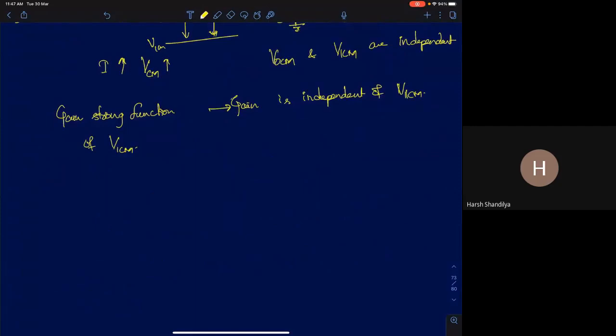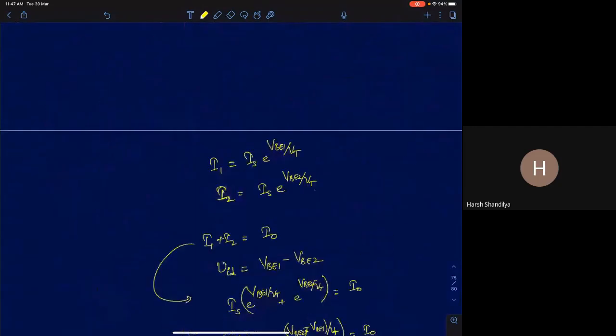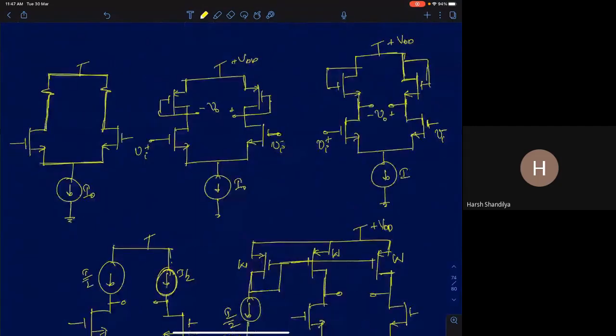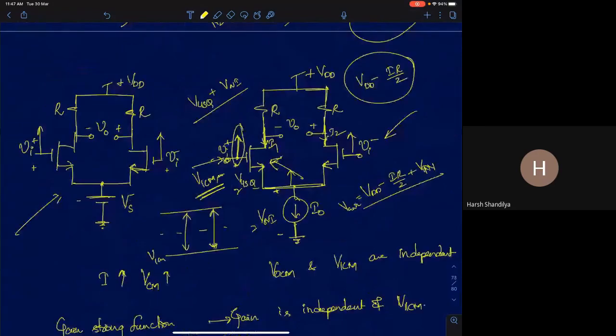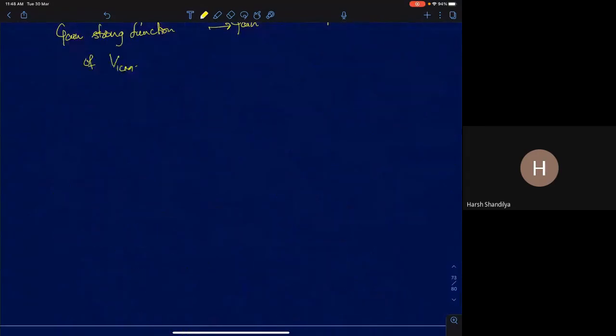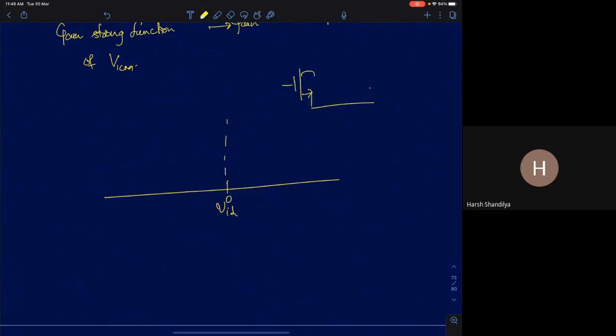Then finally, I've also discussed the differential response. How does the circuit respond differentially? If you apply a differential input, let VID be the differential input that you're applying. This is 0. If the differential input is 0, what are the bias currents in the two devices for a current bias differential pair?